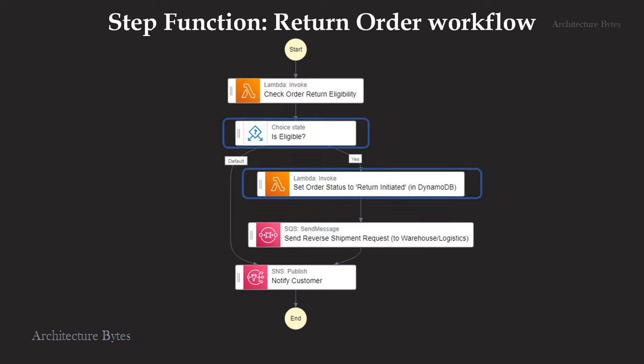If it is eligible for return, then the order status is set to return initiated, and next, a reverse shipment request is sent to warehouse and logistics systems so that the product can be picked up from the customer's address and shipped back to the warehouse. As a last step, the customer is notified about the order's current status.